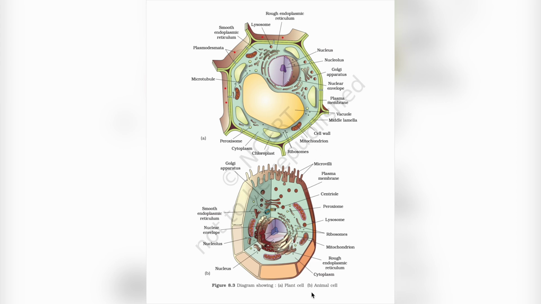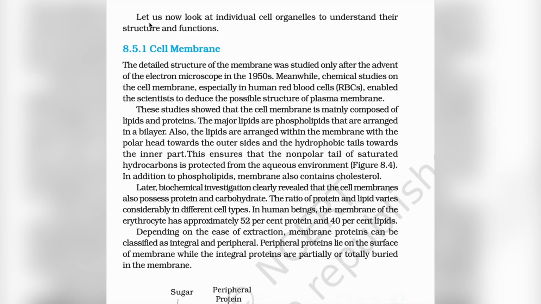So these are the eukaryotic cells. You can see that a prominent nucleus is present in both. Double layered nuclear membrane is present around the nucleus. All the cell organelles, peroxisome, lysosome, ribosome, mitochondria, rough ER, and then smooth ER are present in both the cells. Let's now look at individual cell organelles to understand their structure and functions.